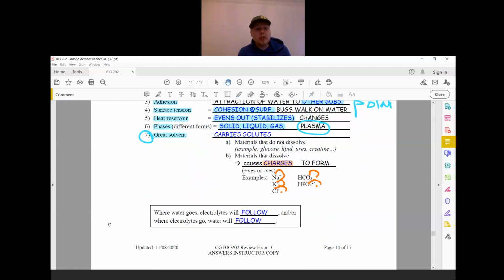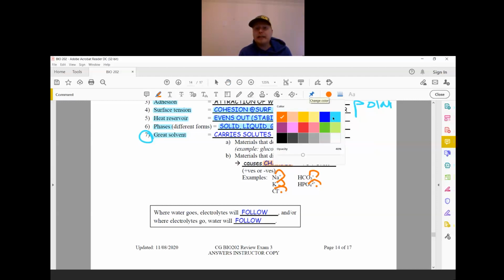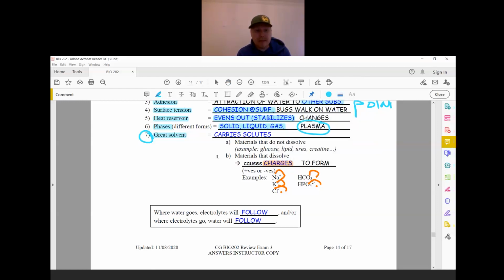And a super important theme to notice, if you learn nothing else about this chapter, do remember that wherever the water goes, electrolytes will follow, and wherever electrolytes go, water will follow. So basically, what I'm trying to say here is that water and solutes are interdependent. So they depend on each other.